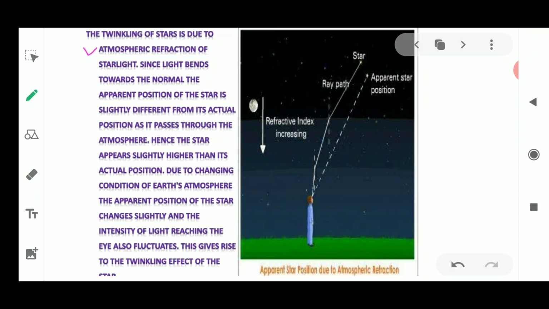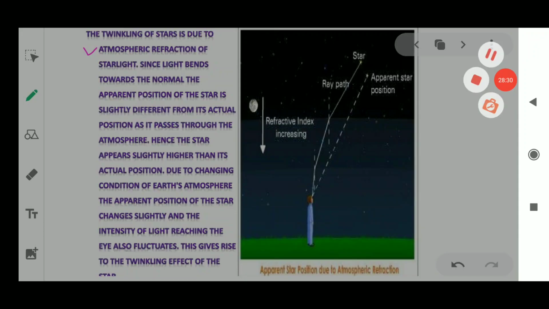This fluctuation in the position of the star is always continuous. Now why is it continuous? Because the light entering the eyes is different, because the densities are different. So sometimes brighter light, and sometimes dim light, enters the eye, because of which we see that the stars are twinkling.